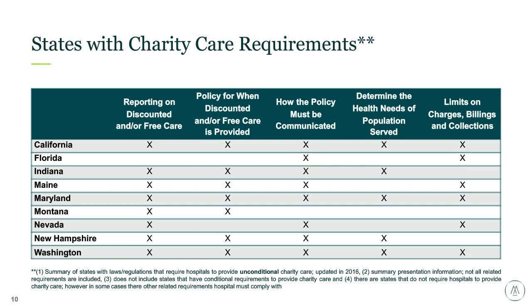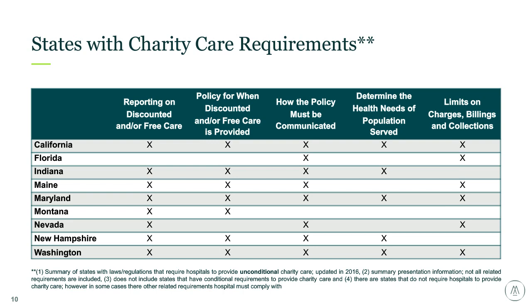The fourth column, the state of Washington also requires that hospitals determine the needs and the priorities of the population that they serve. For this state, this applies to all hospitals, not just not-for-profit hospitals. So that's a really important clarification in the situation for Washington, for example. Finally, the last column, there are regulations in Washington that do place limits on charges, billings, and collections.